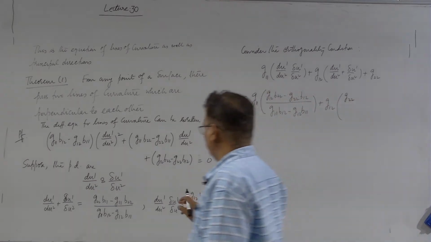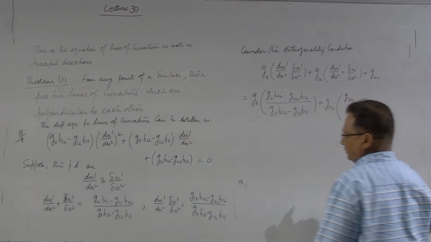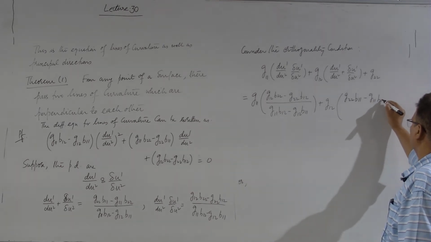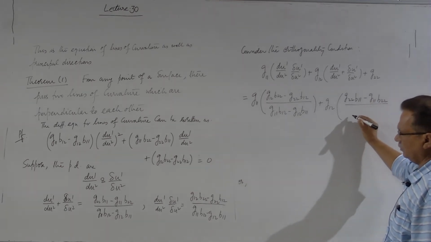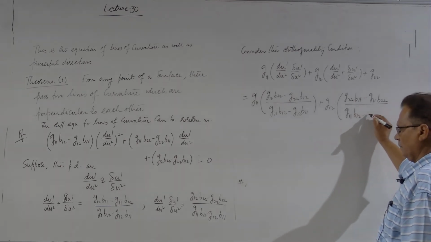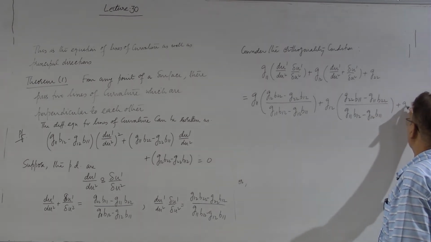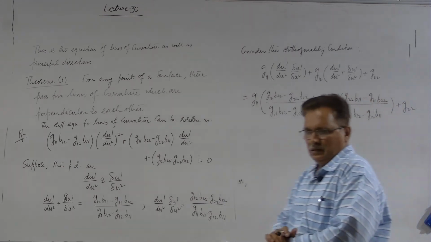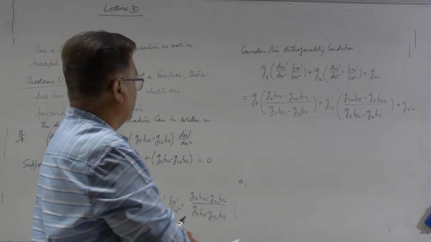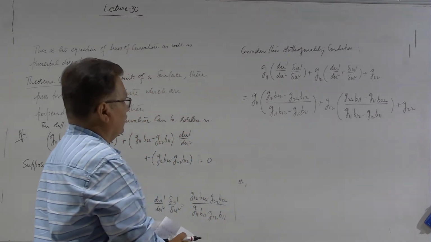Have we taken care of the minus sign? Yes. Okay. G22 B11 minus G11 B22 upon G11 into B12 minus G12 into B11, plus G22. Okay, this must be 0. I will show this. So, I have just considered the left hand side. If it turns out to be 0, we are done.